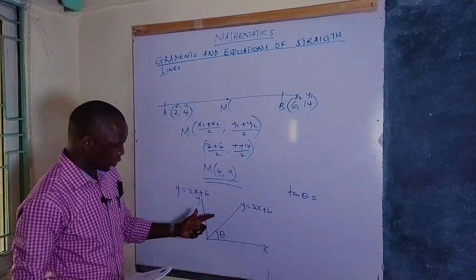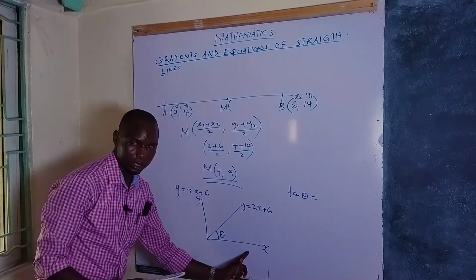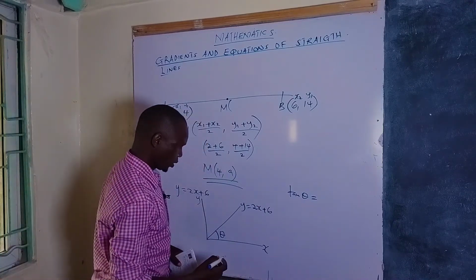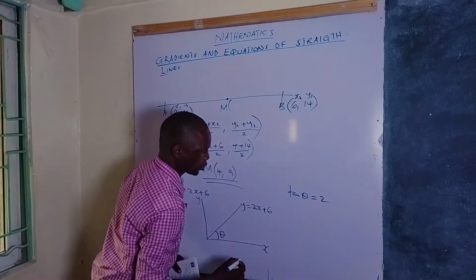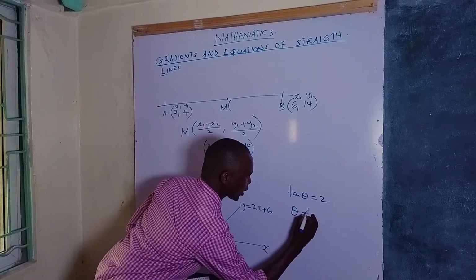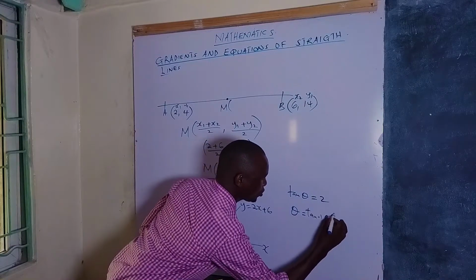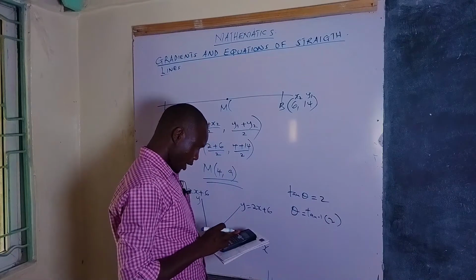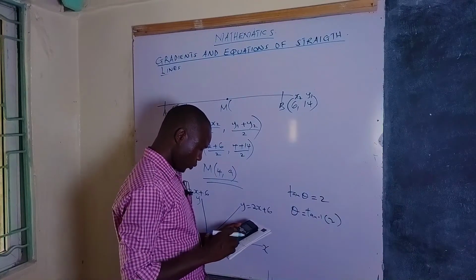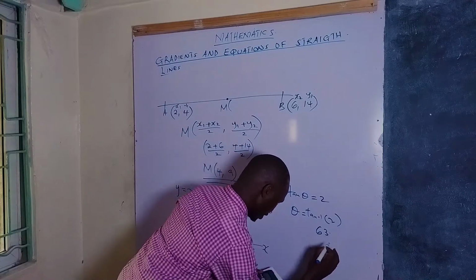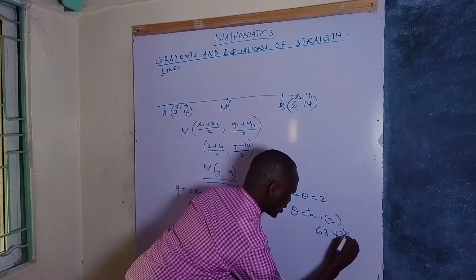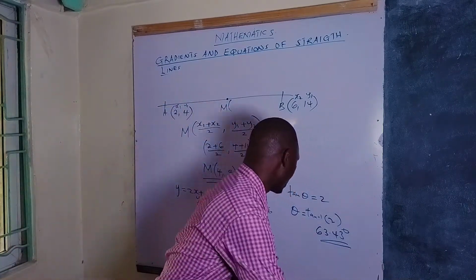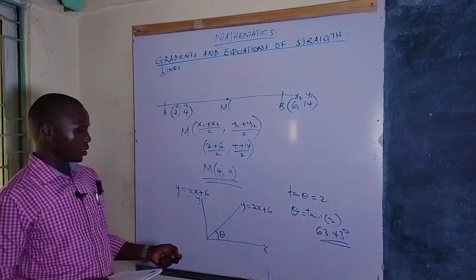And remember, to get the slope, we take the vertical distance and divide by the distance along the horizontal, which is going to be equal to the gradient, and the gradient is 2. So to get theta itself, we take the tan inverse of 2, and whatever you get from the calculator will be the answer. That is tan inverse of 2, it will give you an angle equivalent to 63.43 degrees.